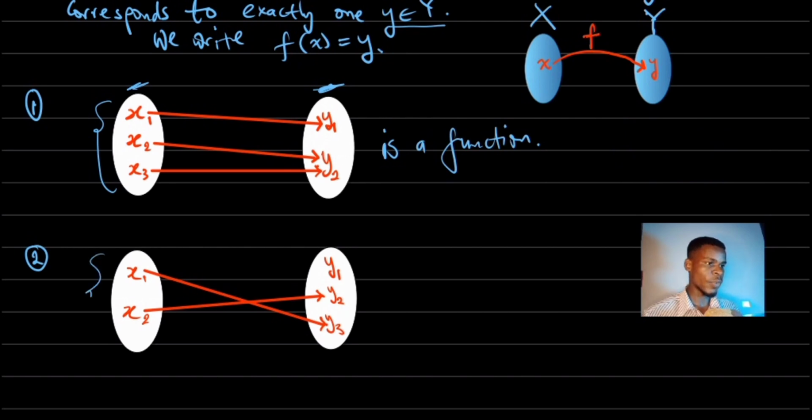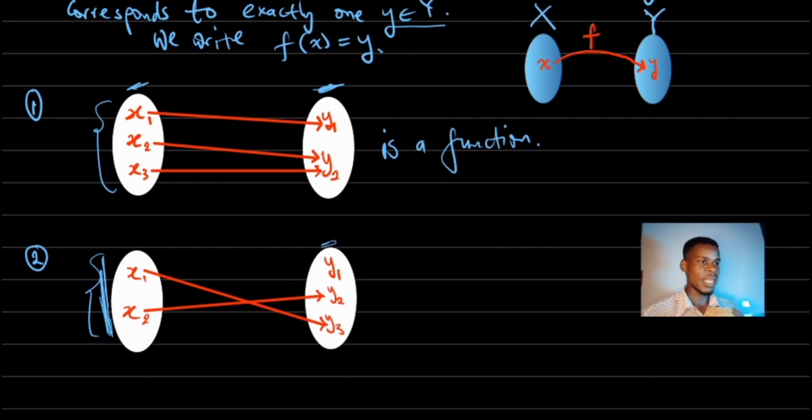Okay, so for the second example, we have x1 corresponds to y3, x2 corresponds to y2, and y1 is left like that. So is this a function? Well, you consider the first condition, which is that every element in this first set must be mapped to something. So y3 is assigned to x1, and y2 is assigned to x2. Every element here has something assigned to it, so that first condition is satisfied.